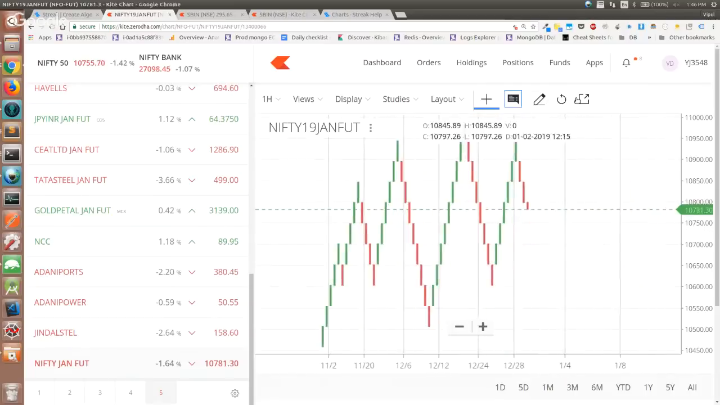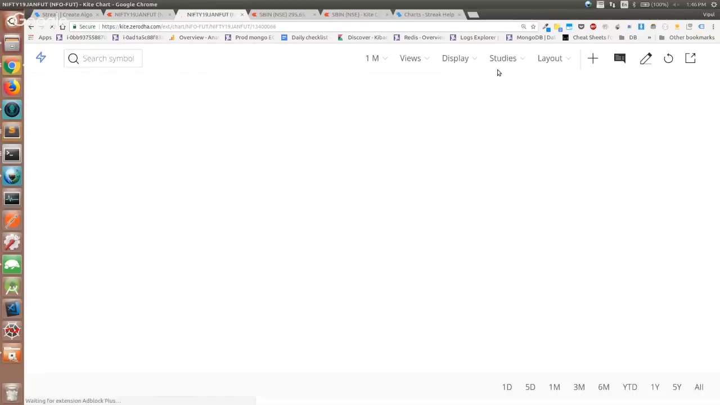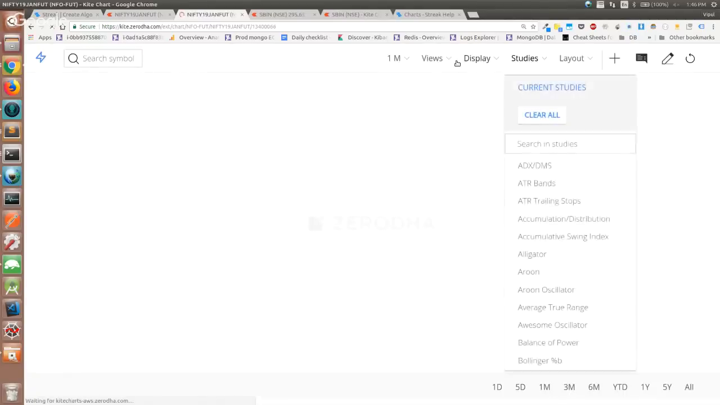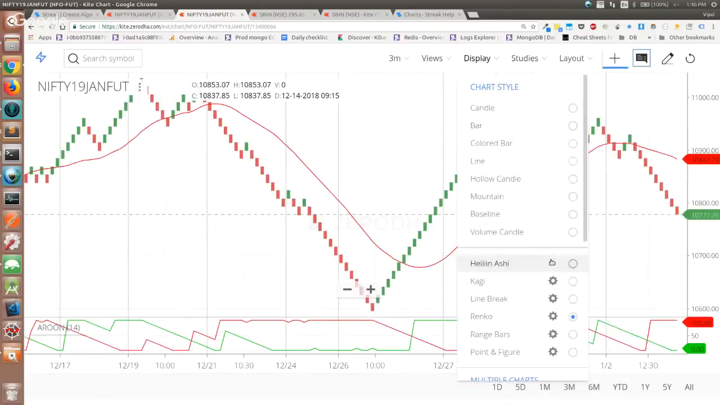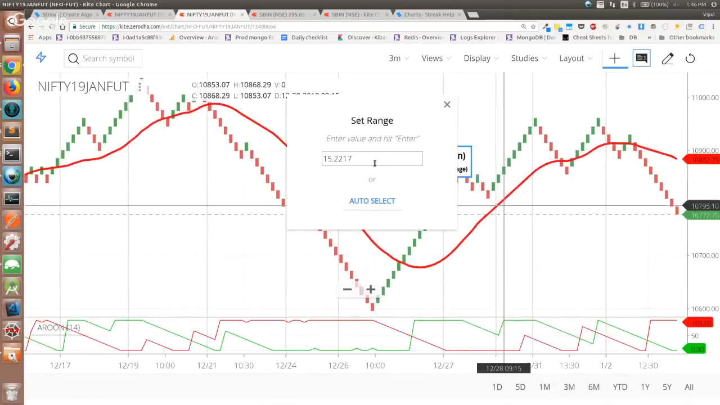Okay, so this is Nifty Jan futures. I'll just go to display. Again, this is auto select, which basically means the Caveman algorithm has chosen the brick size as 15, right?